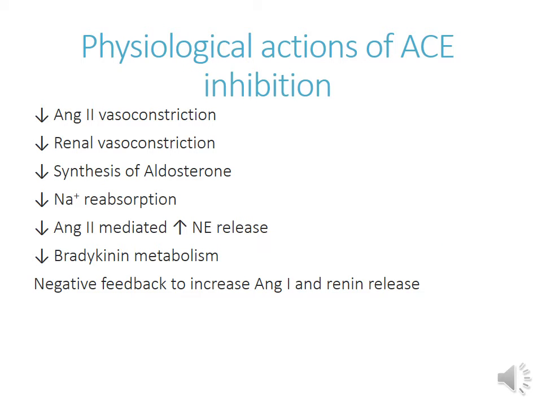So by inhibiting the actions of angiotensin converting enzyme, some of the things we're going to see is less Ang2 vasoconstriction, right? Because there's less Ang2 actually being produced. We'll see less renal vasoconstriction, less synthesis of aldosterone, less sodium reabsorption. We'll have less of this increase in norepinephrine release due to Ang2, and we'll also have less bradykinin metabolism. And then we'll also see it end up having a decrease in that negative feedback loop. So even though you're producing more renin, in the end, you're still blocking that enzyme from producing more angiotensin II. So it's kind of a net positive in that result.